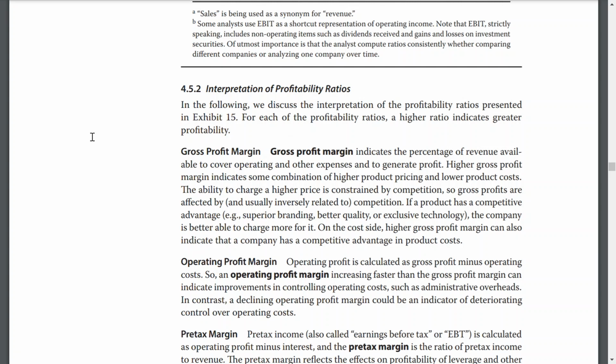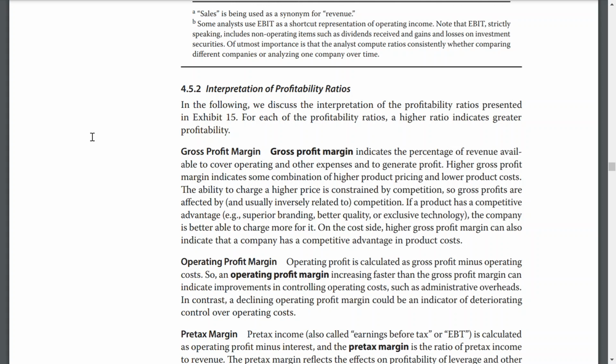Interpretation of profitability ratios. The gross profit margin indicates the percentage of revenue available to cover operating and other expenses and to generate profit. Higher gross profit margins indicate a combination of higher product pricing and lower product costs. The ability to charge higher prices is constrained by competition. Gross profit is affected by, and usually inversely related to, competition. If a product has a competitive advantage, e.g., superior branding or better quality, the company is better able to charge more for it.